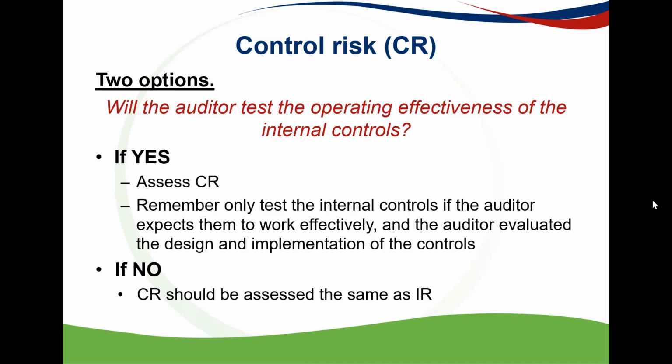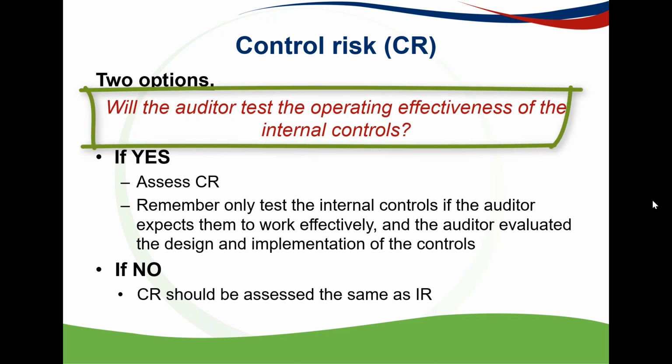So up to this point, we discussed all the issues related to inherent risk. But remember, as we said, there are also other components, and the two components are inherent risk and also control risk. And the auditor also needs to look at control risk. Okay, so the question that the auditor should ask himself when it comes to control risk is, firstly, will he test the operating effectiveness of the internal controls?